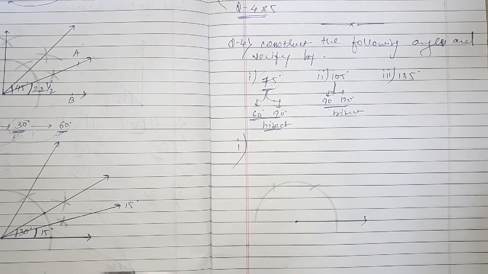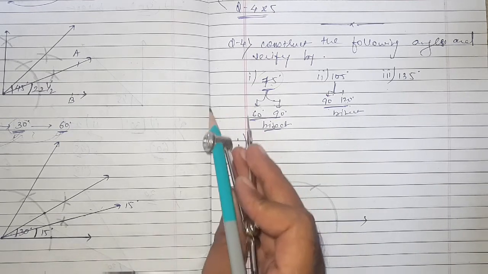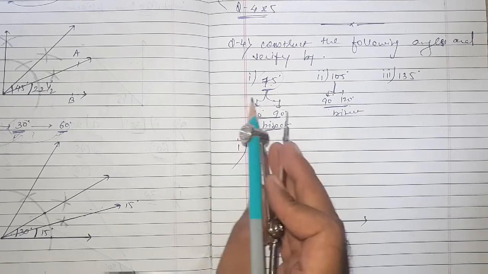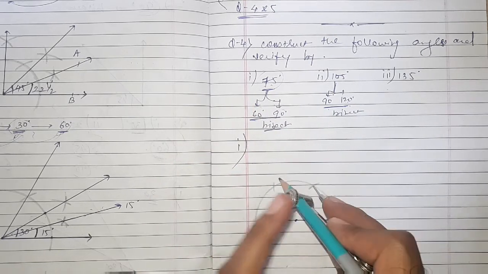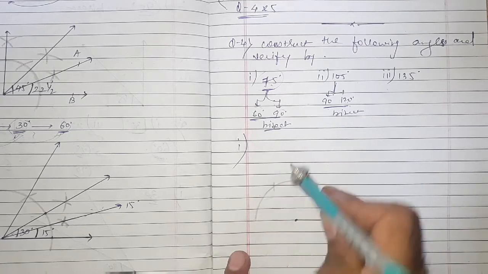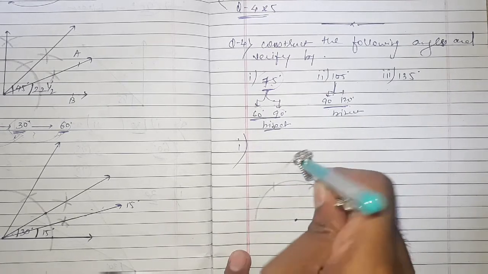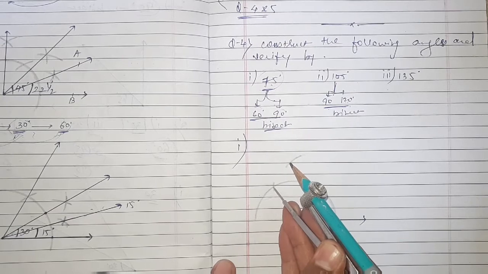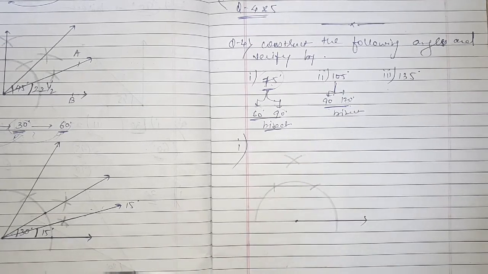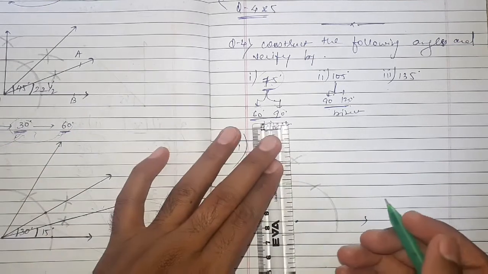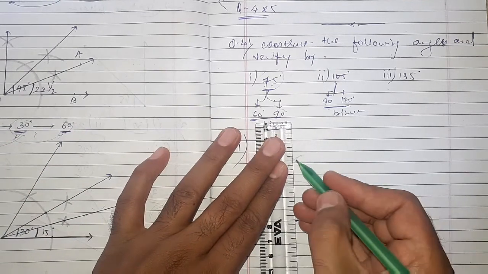Now I have 60 degree, and I have to find 90 degree. For the 90 degree, bisect 120 and 60 degree. Take more than half the measurement, take an arc from this point, and from 120 take another arc. So you get 90 degree.